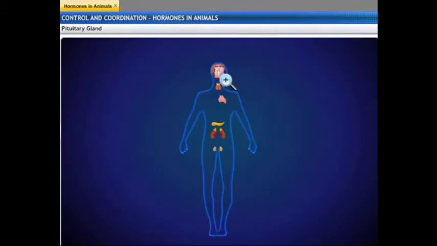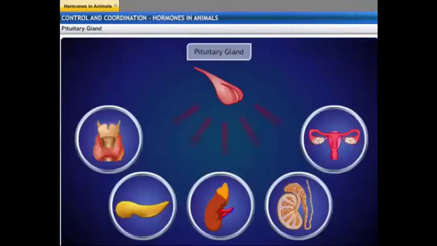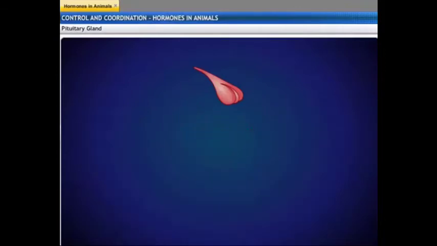The pituitary is a pea-shaped gland present at the base of the brain. It is connected to the ventral wall of the diencephalon. It secretes a large number of hormones that regulate organs as well as other glands, hence it is also known as the master gland.